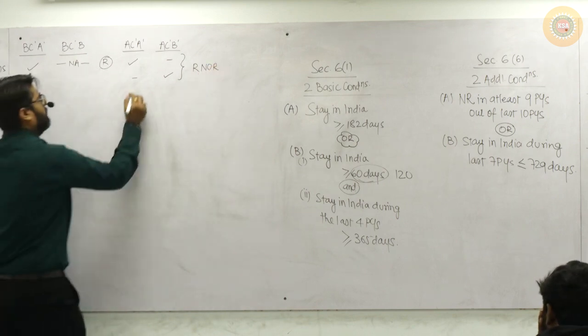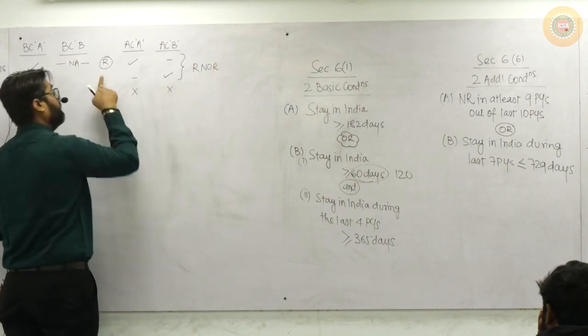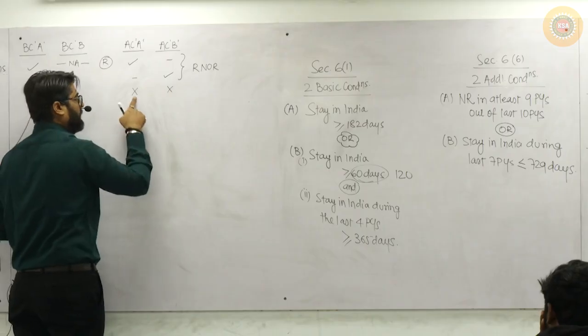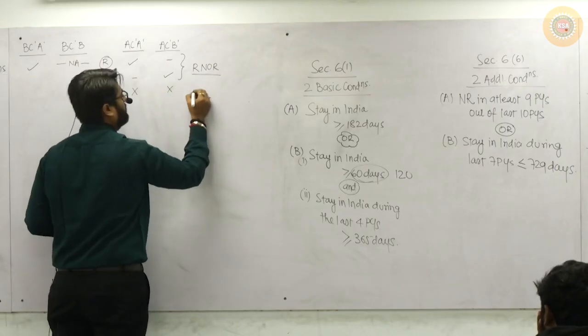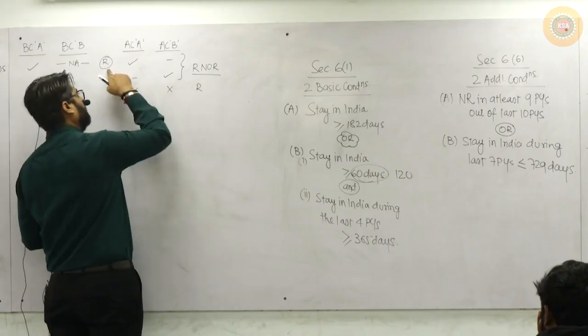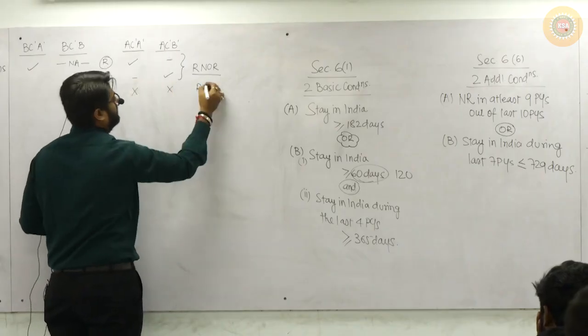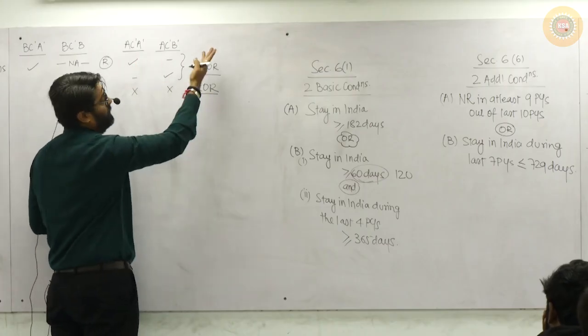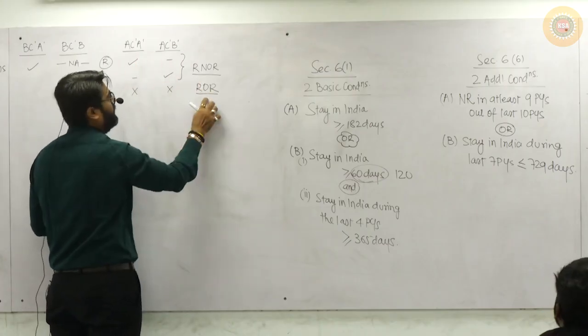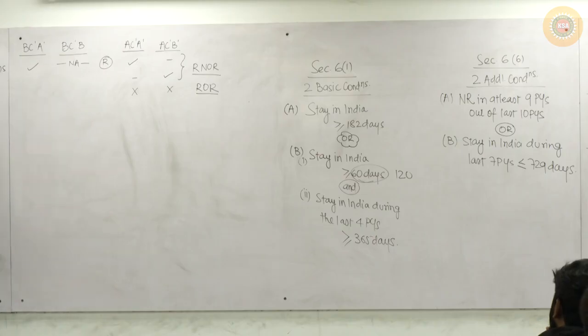Yes or no? But if you don't satisfy any of the additional conditions, even after becoming a resident, you don't satisfy additional condition A, you don't satisfy additional condition B, you cannot be treated as RNOR. This type of resident who is not satisfying any of the additional conditions will be treated as ROR. You missed both the chances to become RNOR. So we cannot treat you as RNOR, we will treat you as ROR only. Getting my point?